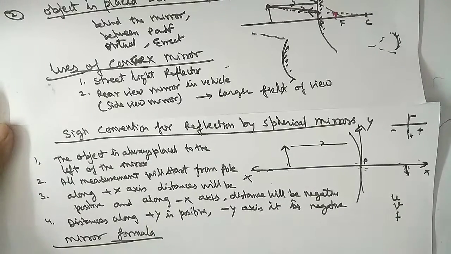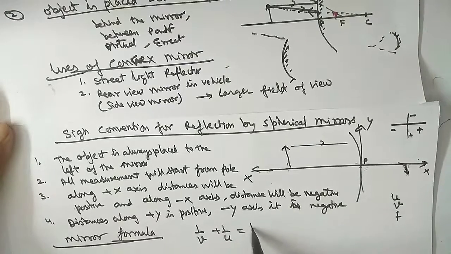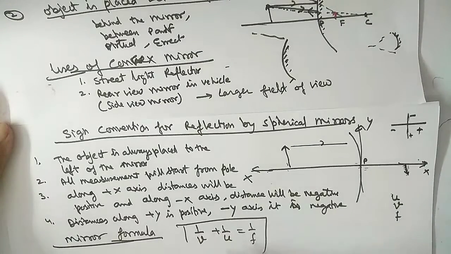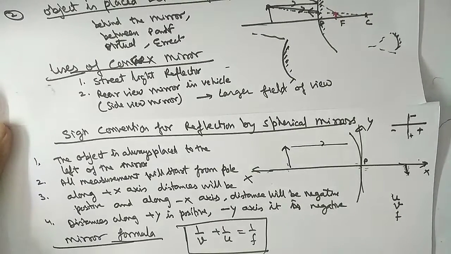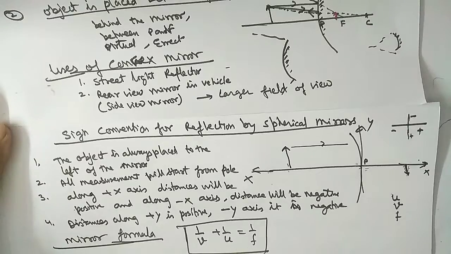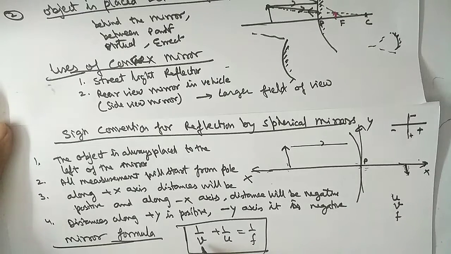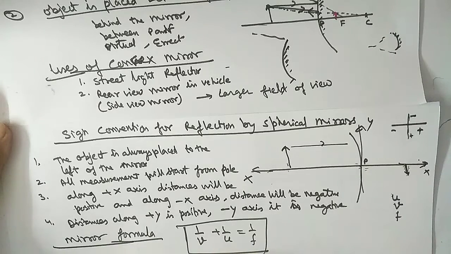The mirror formula is a relation between v, u and f, and it is given by 1 upon v plus 1 upon u is equal to 1 upon f. This is the relation between u, v and f. But while using this formula, we have to consider the signs also, that is, whether v or u or f is positive or negative. So this is the mirror formula.